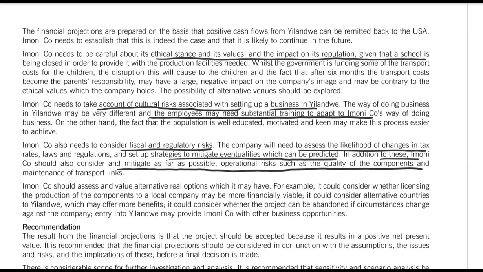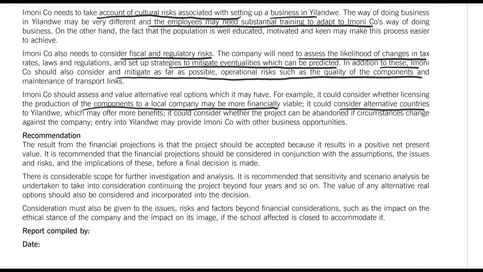A mining company should assess and value any alternative real options which it may have. For example, it should consider whether licensing the production of the component to a local company may be more financially viable compared to this. It should consider alternative countries to Zimbabwe, which may offer more benefits. Then the recommendation resulting from the financial projection is that the project should be accepted because it results in a positive NPV.